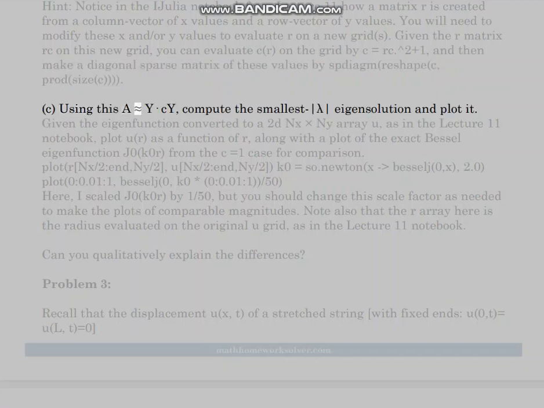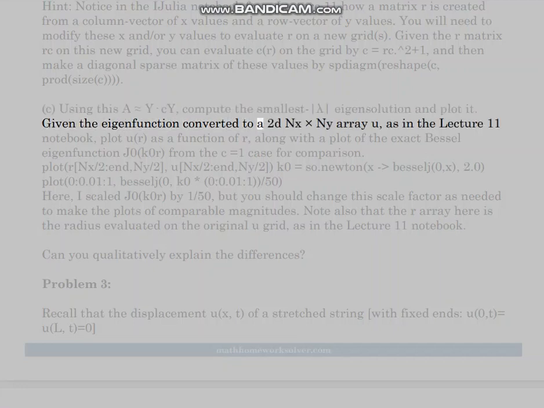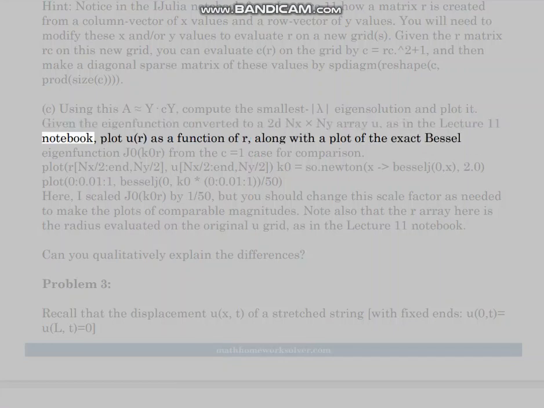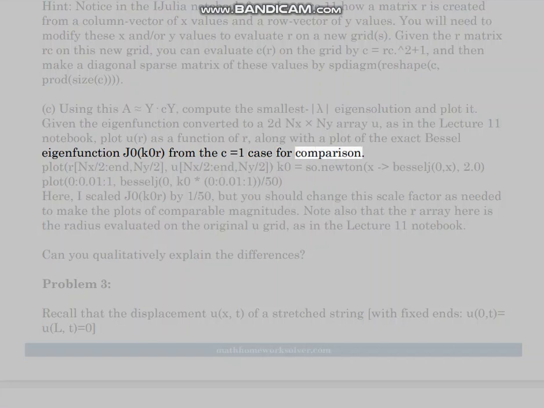Using this A ≈ y psi, compute the smallest λ eigensolution and plot it. Given the eigenfunction converted to a 2D nx times ny array U, as in the Lecture 11 notebook, plot U(r) as a function of r, along with a plot of the exact Bessel eigenfunction J0(k0 r) from the c equals 1 case for comparison.